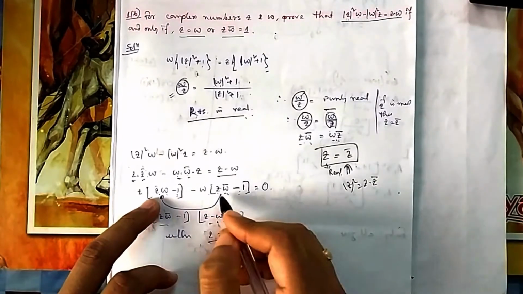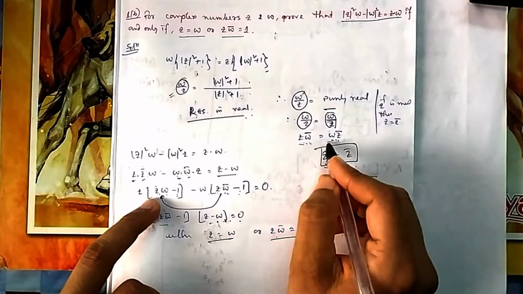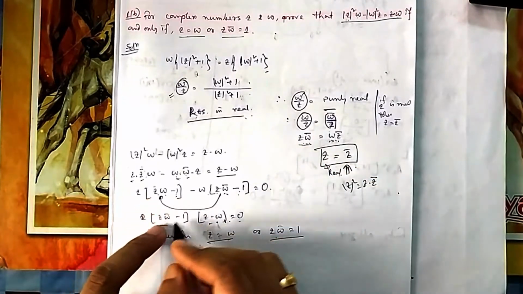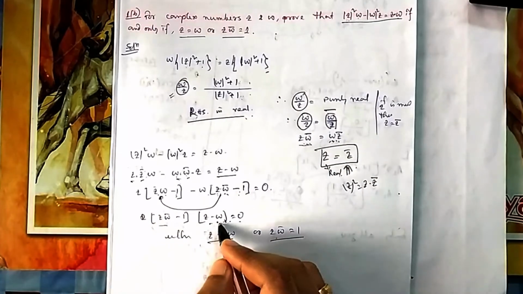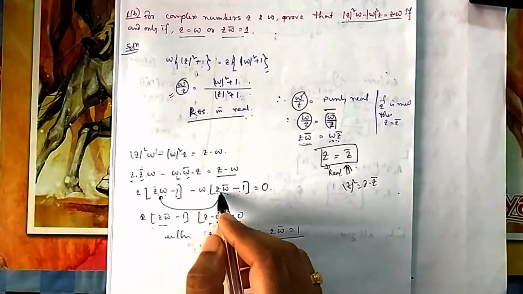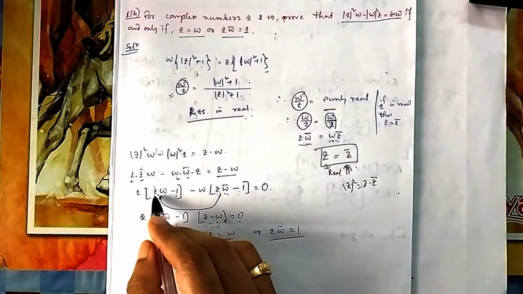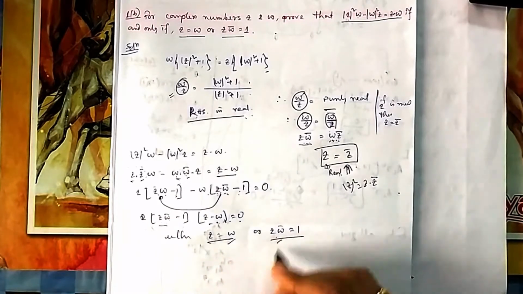But z bar omega and z omega bar, we have already shown that these two are equal. Because these two are equal, you can write it in one format, z omega bar. I have changed this one also to z omega bar. So either this is 0 or this is 0.